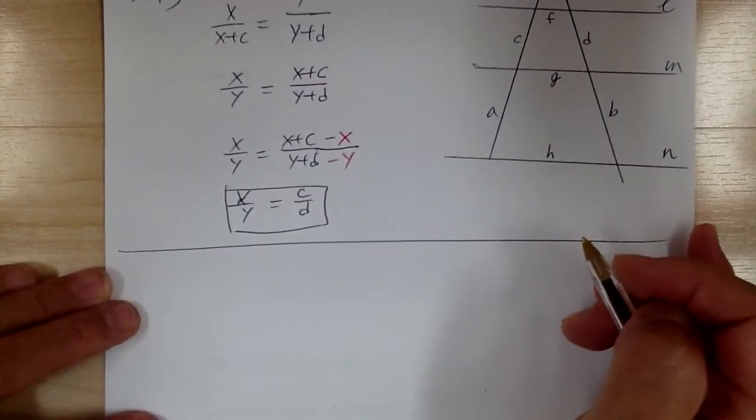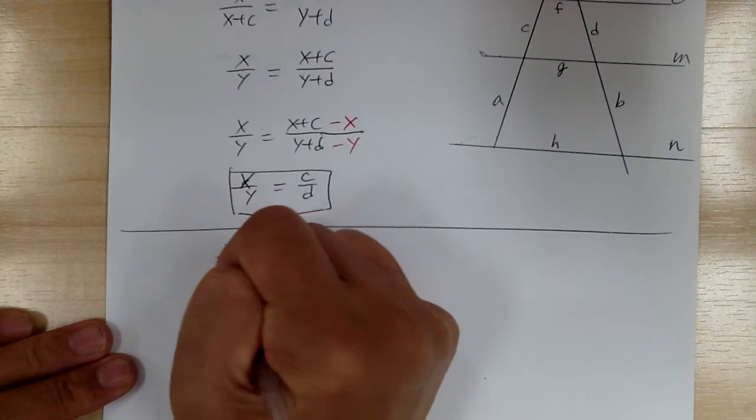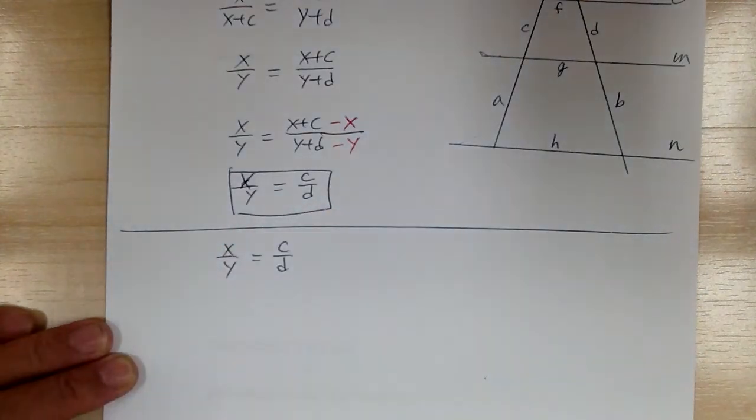The next one, we're going to continue with this. You've got x over y equals c over d. So you need to start with your equation.